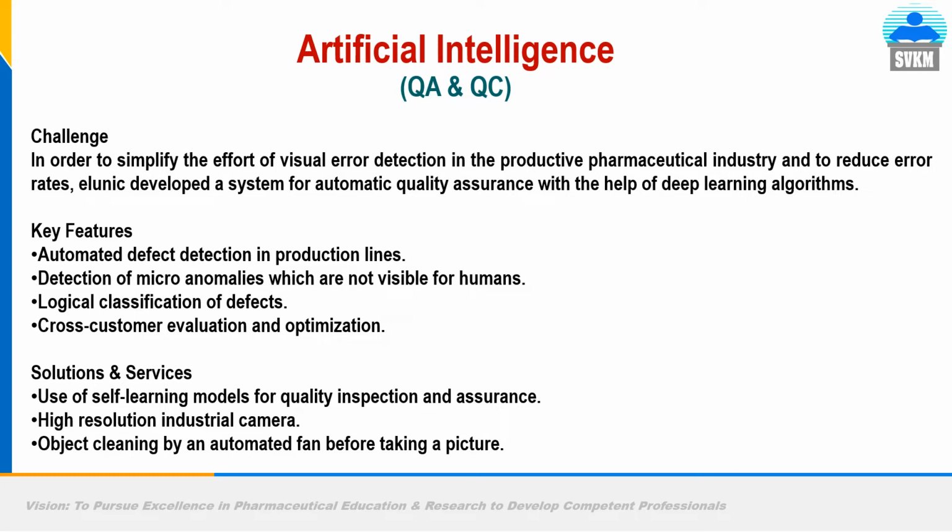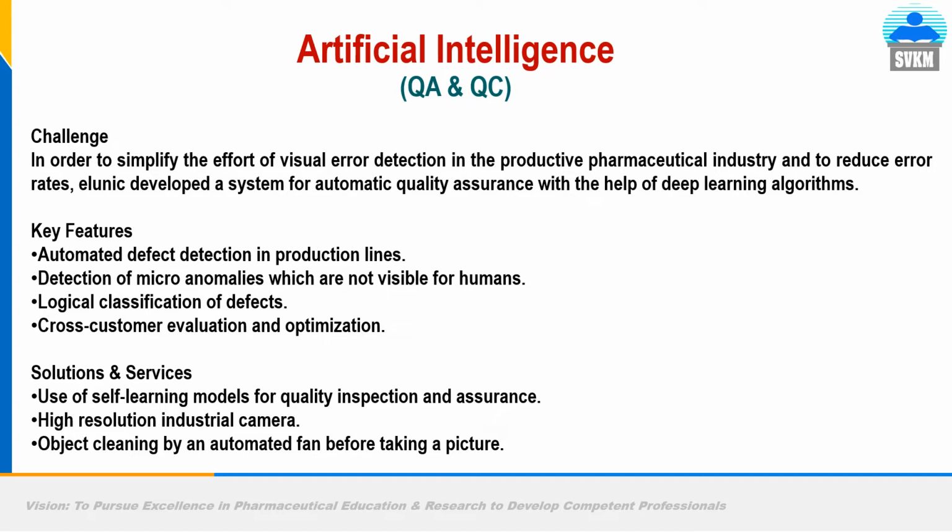So what is the existing challenge in QA? In order to simplify the effort of visual error detection in the productive pharmaceutical industry and to reduce error rates, Illunic, a company, developed a system for automatic quality assurance with the help of deep learning algorithms. We all know the meaning of deep learning and the meaning of algorithm.